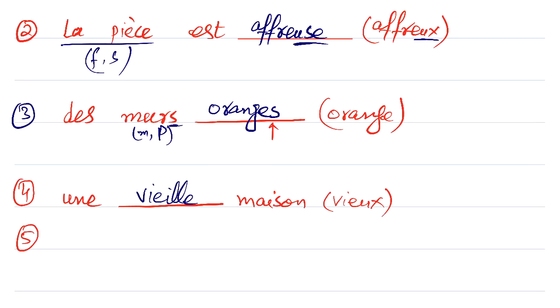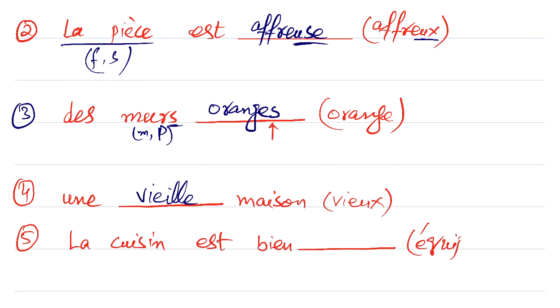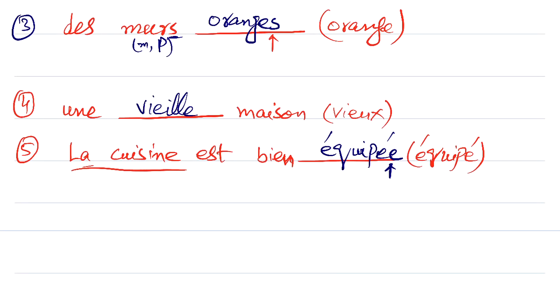Let me give you another example. For example, you say la cuisine. La cuisine est bien équipée. Équipé means well equipped. Because the noun we are talking about here is a feminine noun, we'll be adding e with it. Équipé, équipée. So you add e to change it into feminine. So la cuisine bien équipée.